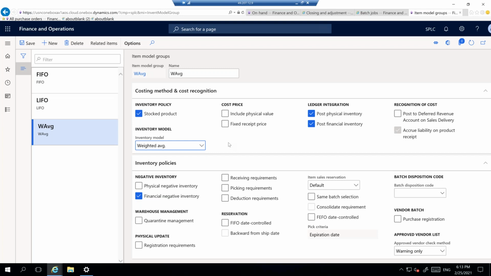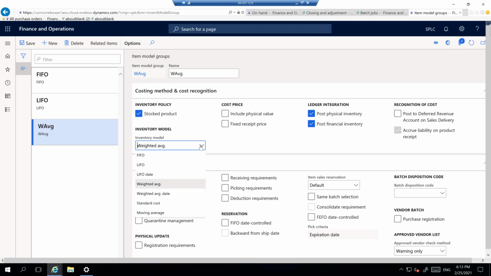Okay, I'm back. Sorry. Here there are two methods. Weighted average and weighted average date, these two methods are old methods. They are available in the oldest versions, from 2.0, 3.0, 4.0, 5.0, all versions. But in the last 10 years, moving average has been introduced.